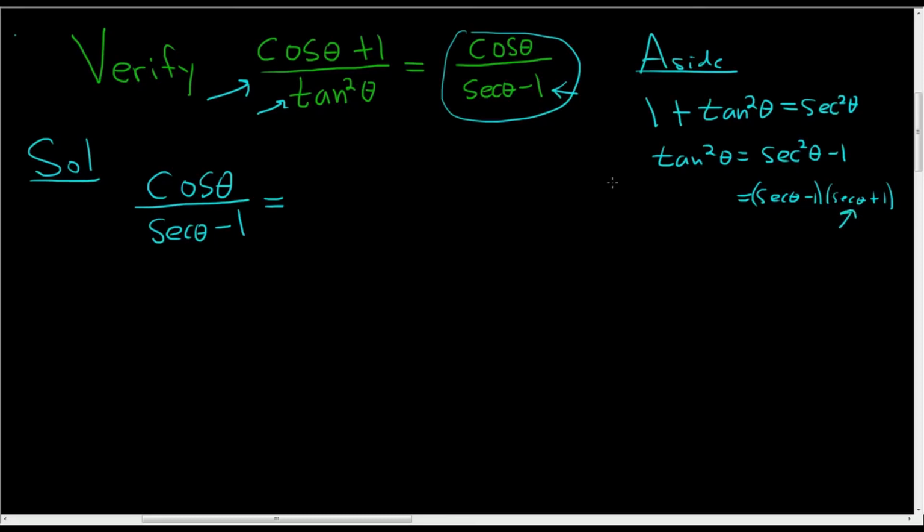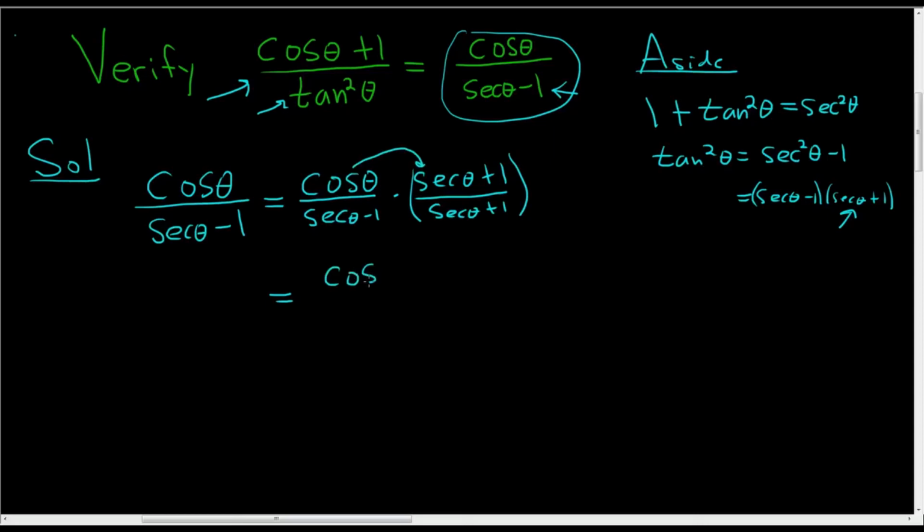So maybe a good idea is to take what we have, cosine theta over secant theta minus 1, and multiply by secant theta plus 1 over secant theta plus 1. Is this going to work? We'll find out. Is there an easier way? I honestly don't know. I've never done this problem before. So let's distribute in the numerator. We end up with cosine theta secant theta plus, and then cosine theta times 1 is cosine theta. And in the denominator, we end up with secant squared theta minus 1, right?